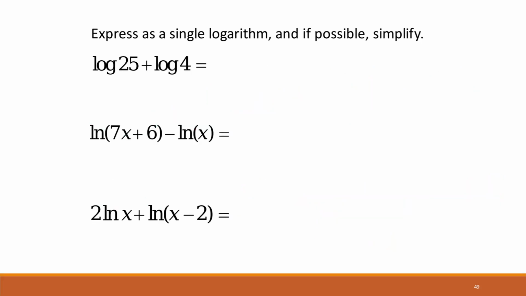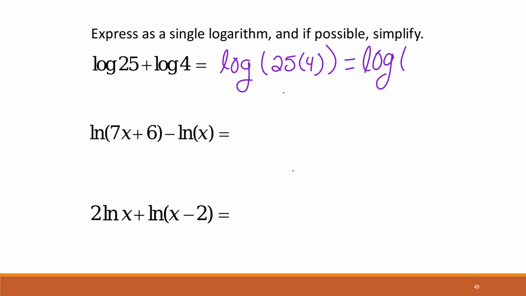So if we wanted to express these as a single logarithm, this would be log of 25 times 4, which would be log of 100. So this is base 10 here, if it's the common log. So to go from 10 to 100 with exponents, we would take it to a power of 2.